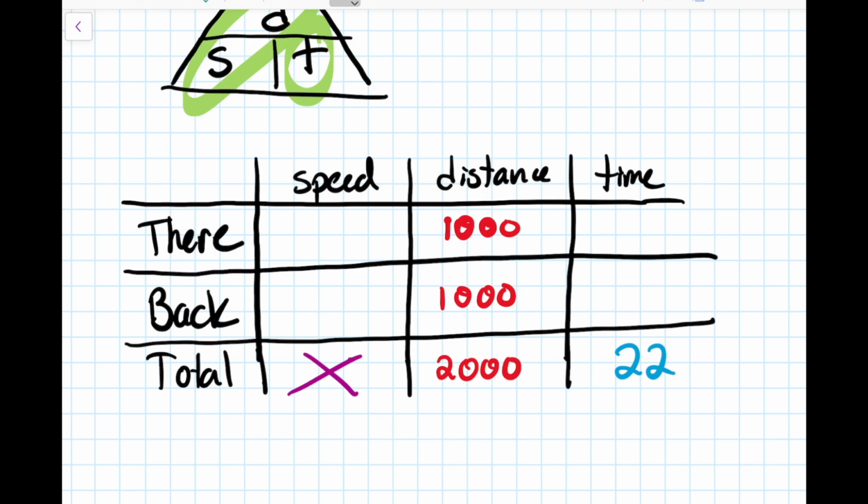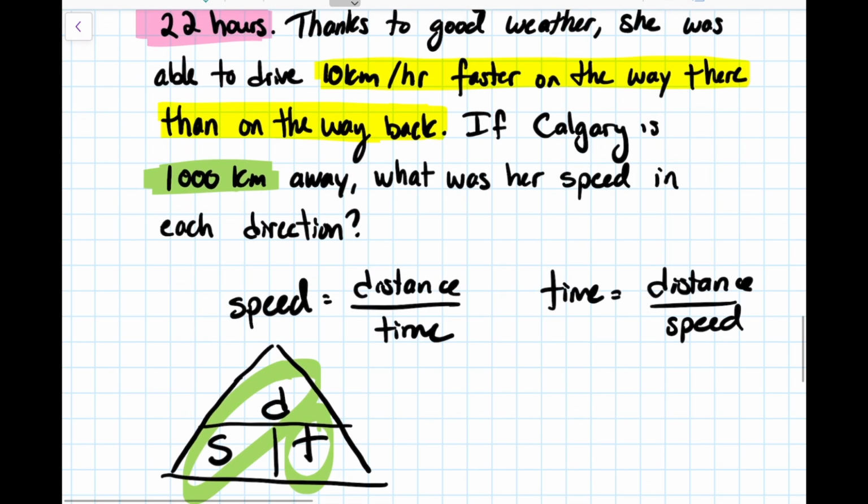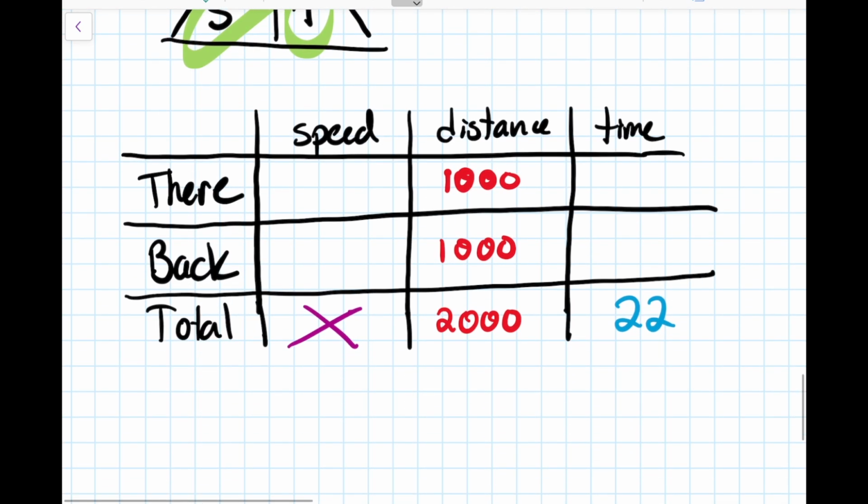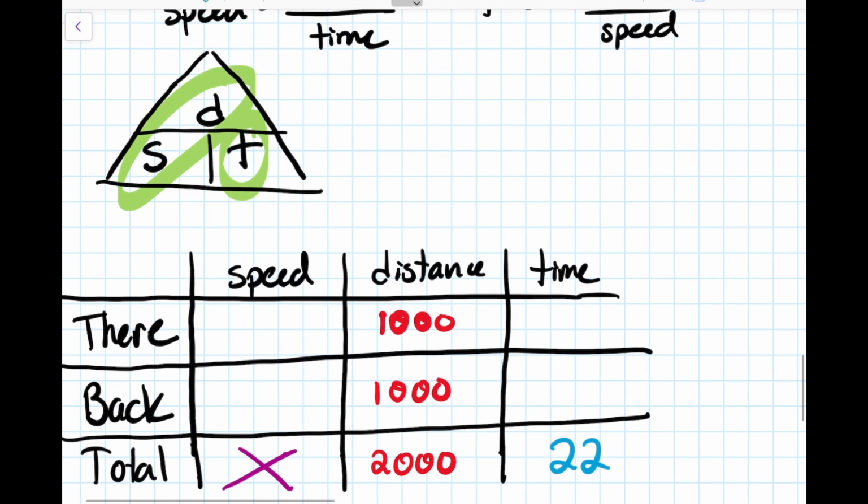So looking at the question, to get a sense of what your variable should be, look at what you're asked. We are asked to figure out what was her speed in each direction. So speed is what we're looking for, which means our variable should probably be s. So we're going to say s is speed.